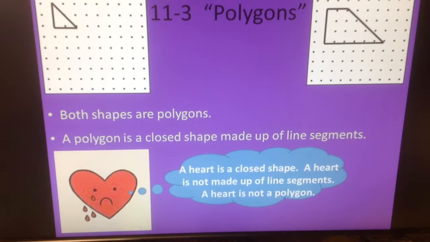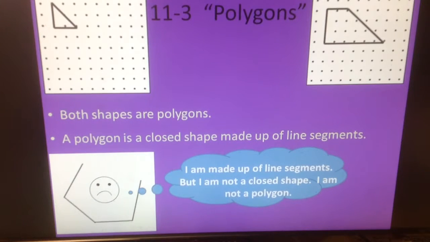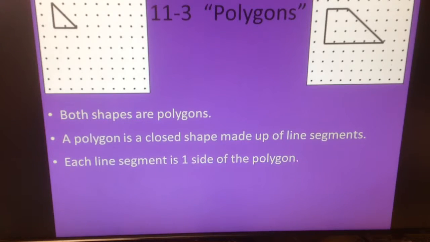A heart is a closed shape. A heart is not made up of line segments. A heart is not a polygon. There's a sad heart. And this guy is also not a polygon. I'm made up of line segments, but I'm not a closed shape. I'm not a polygon. So you need to fit both of those criteria to be a polygon. Each line segment is one side of the polygon.